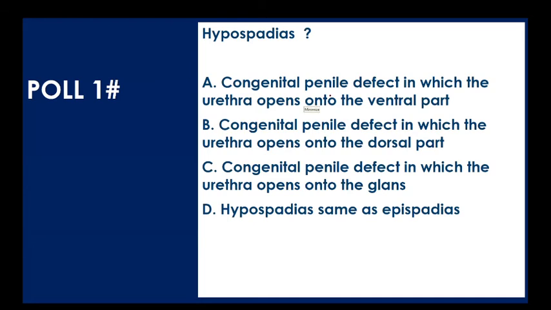Yes, in the ventral. If the opening is in the ventral side, it is called hypospadias. If it is opening in the dorsum, it is called epispadias. And normally the orifice is found in the middle of the glans. Okay, right. We continue the lecture.